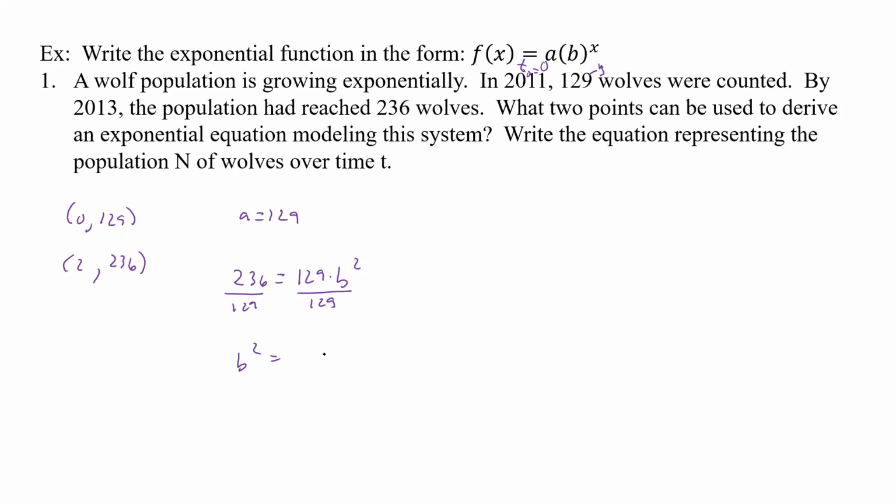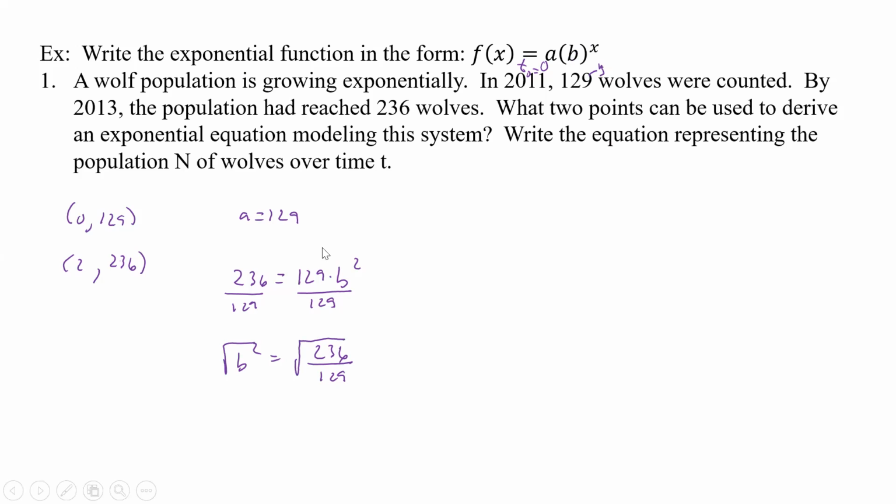So B squared is equal to 236 over 129. How do we solve for b? Well, we take the square root. And when we do this, we're going to take plus or minus the square root of this. But do we have a b being negative? Wouldn't that be kind of not right? So we're just going to take the positive square root.